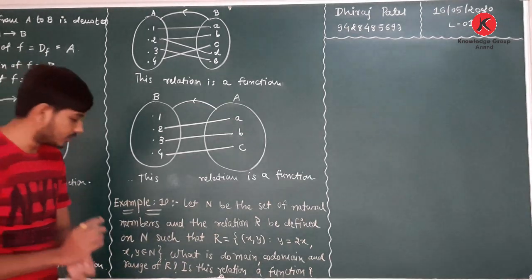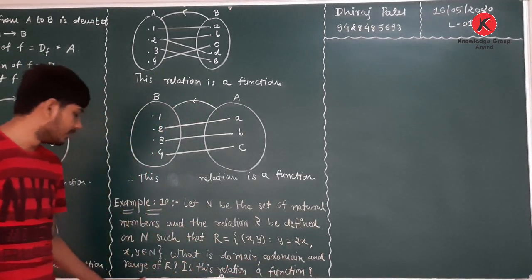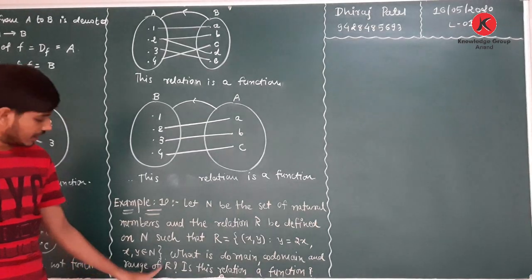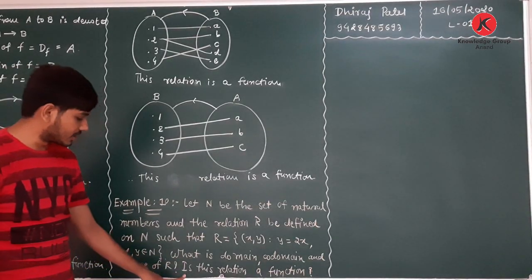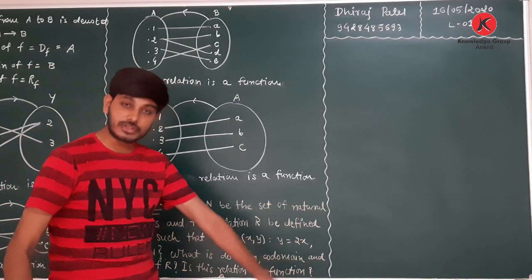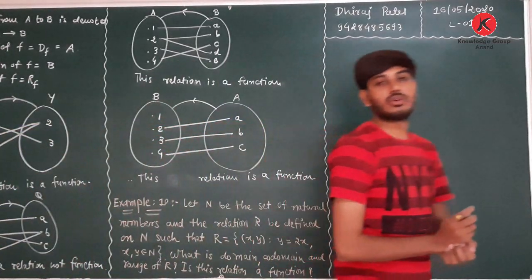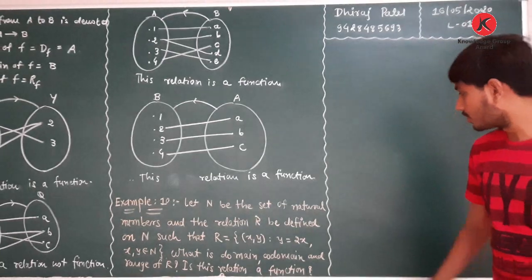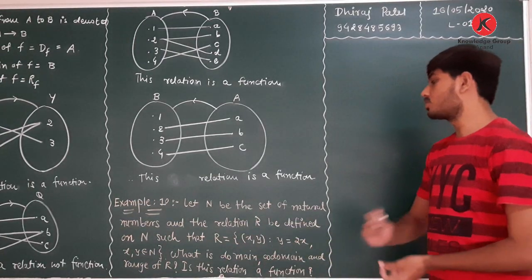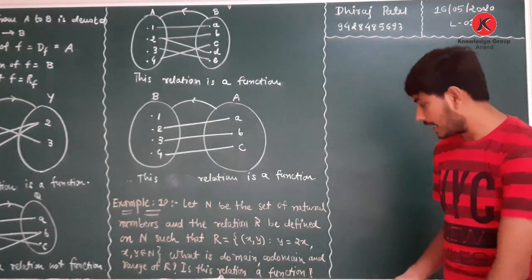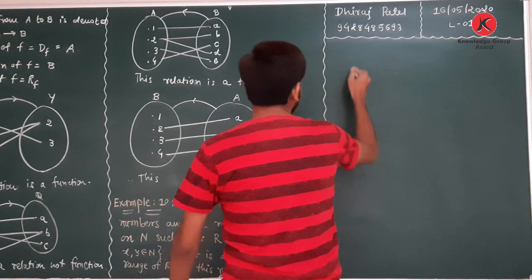આપણે ત્રણ વસ્તુ ફાઇન્ડ આઉટ કરવાની, ડોમેન, કોડોમેન એન્ડ રેન્જ ઓફ ધીસ રિલેશન R. એન્ડ નેક્સ્ટ ક્વેશ્ચન ઇઝ ધીસ રિલેશન અ ફંક્શન? આ રિલેશન ફંક્શન છે કે નહીં એ બી આપણે ચેક આઉટ કરવાનું છે. બરાબર છે? ચલો તો પહેલા રિલેશન ને રોસ્ટર ફોર્મમાં રાઇટ ડાઉન ધ રિલેશન ઇન રોસ્ટર ફોર્મ.